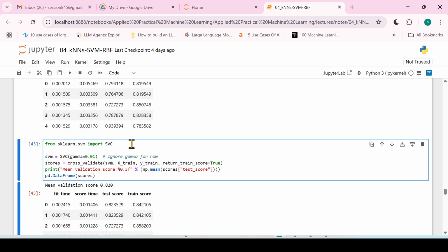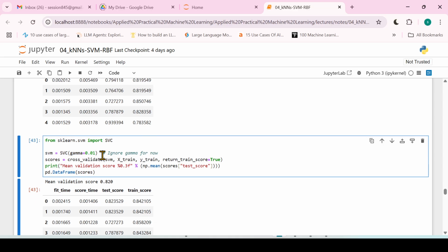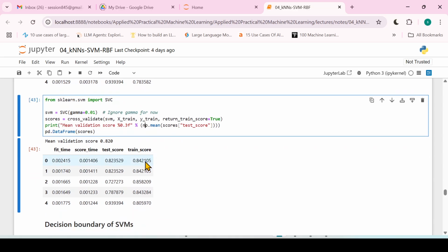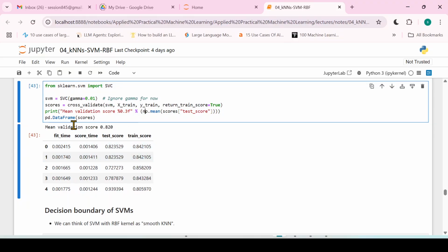If you want to do the regression, you need to import the SVR, right? Here we are getting the object of the SVC. We are passing the entire training set to cross validation, and then we check the mean validation score. Here the mean validation score is 82%. Now we have this 2% improvement over the KNN, right? And that's the reason we say that SVM works better than the KNN.